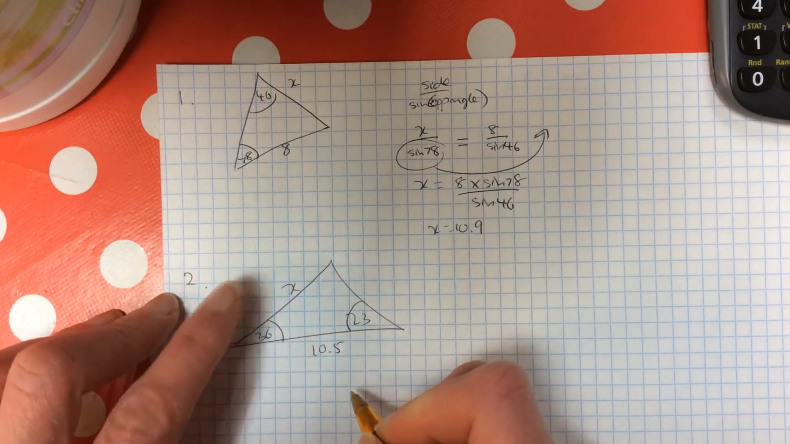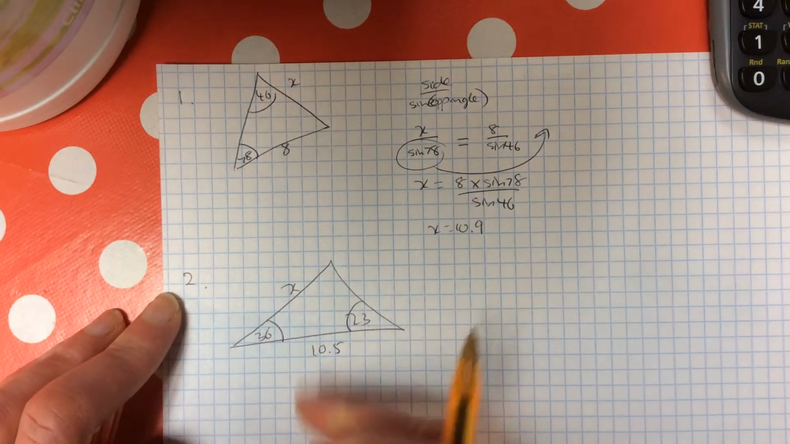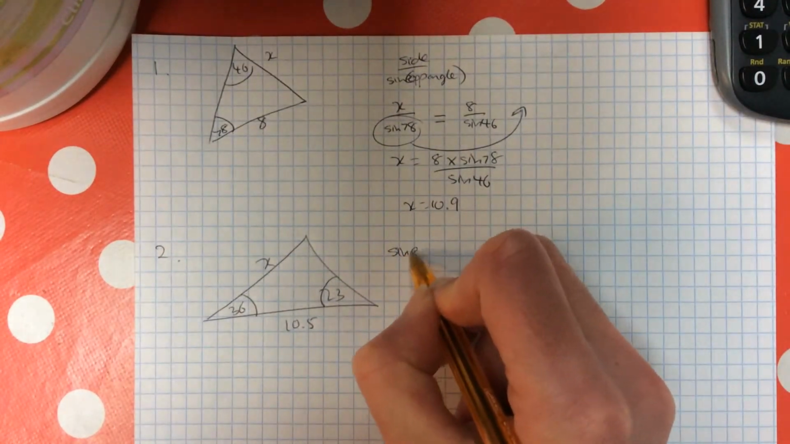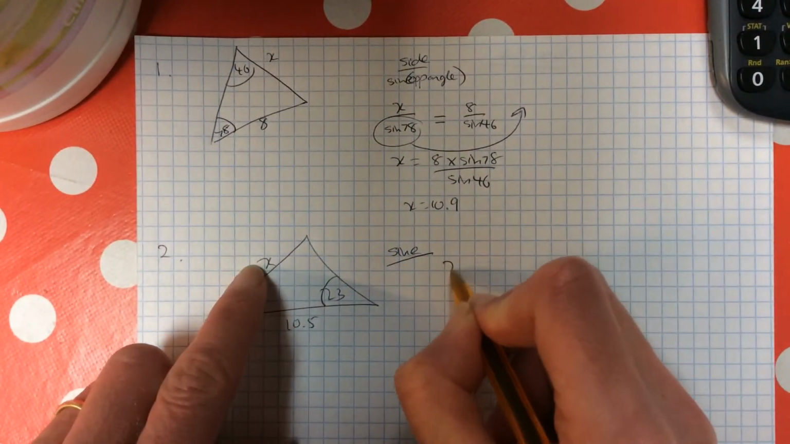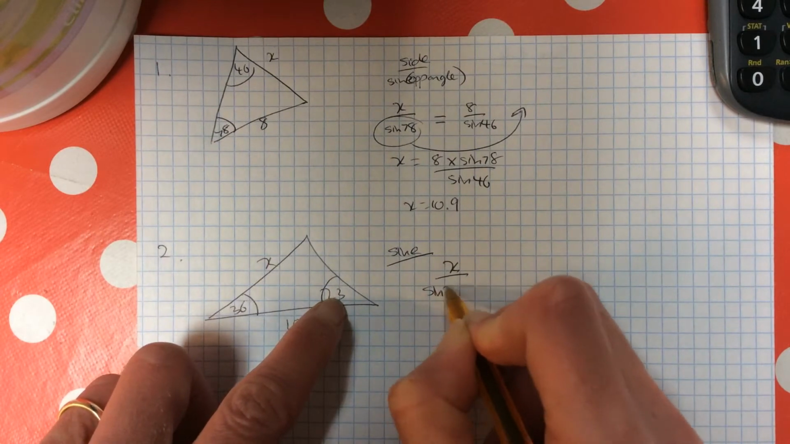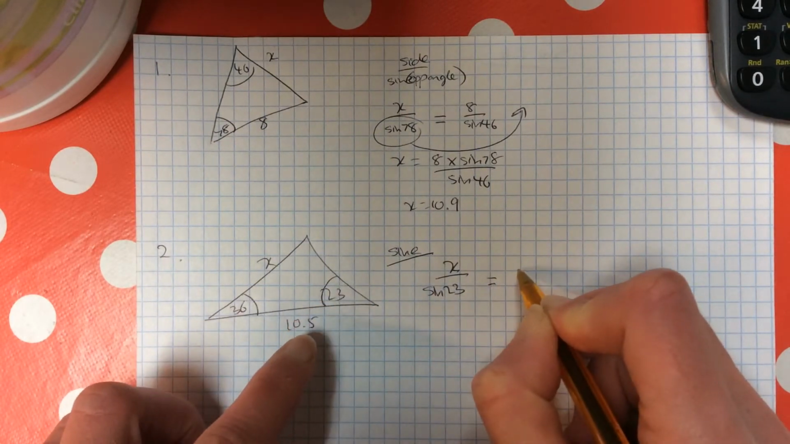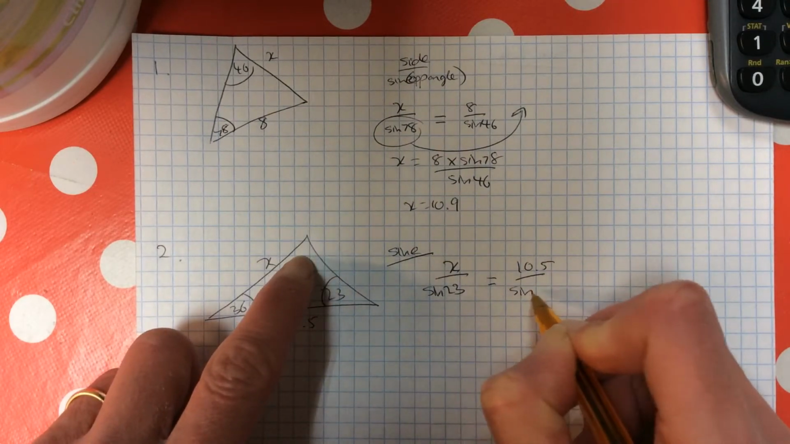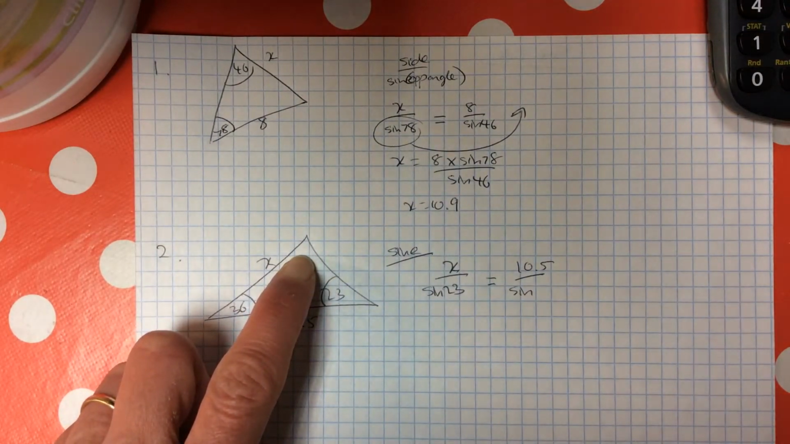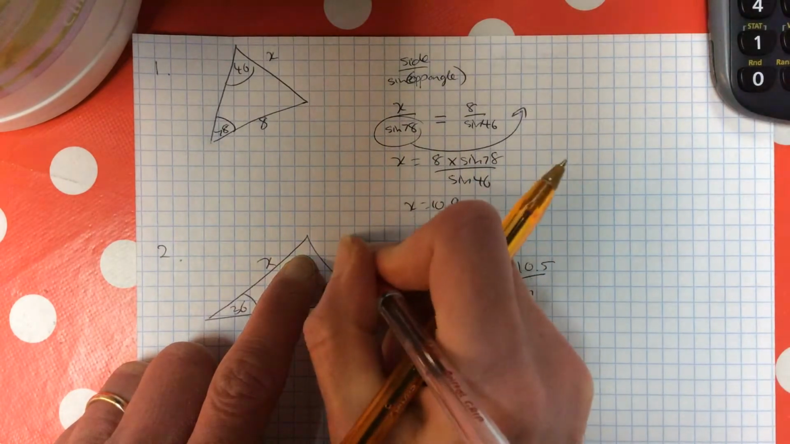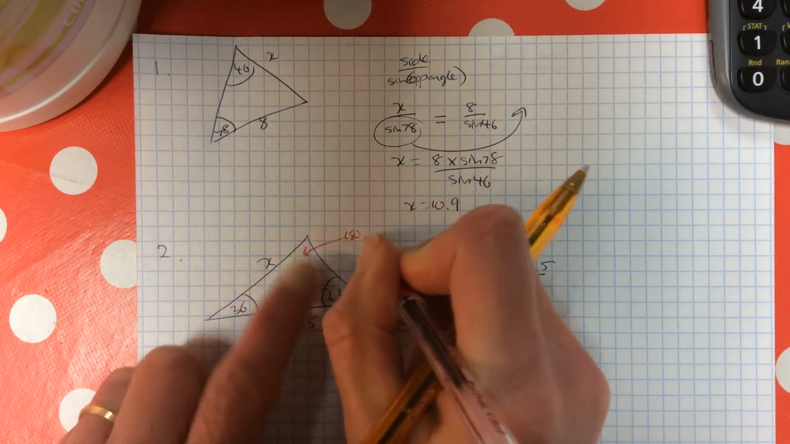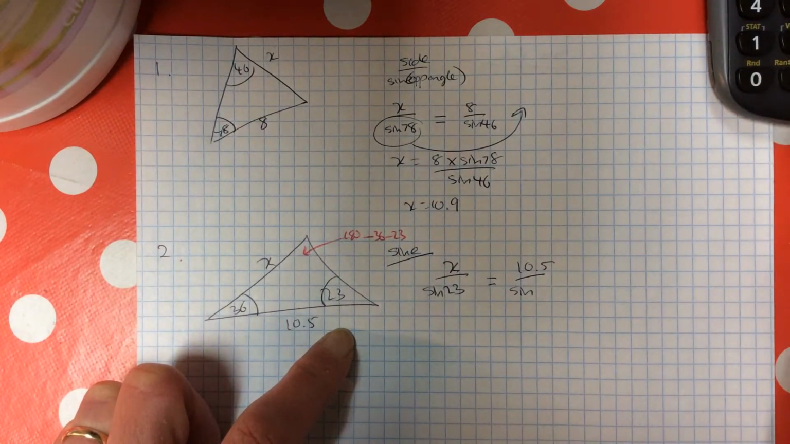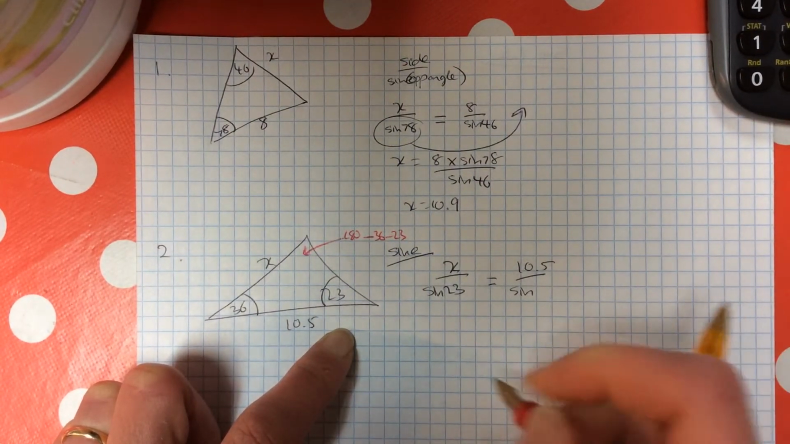Again, I am checking for 2 sides and the in-between angle, I don't have it, or checking for all 3 sides, I don't have it. So it's going to be the sine rule again. So it's side over sine the opposite angle equals side over sine the opposite angle. So we've got to work out that opposite angle here, which is where my finger is. So it is 180 minus 36 minus 23. So 180 minus 36 minus 23 gives you 121.